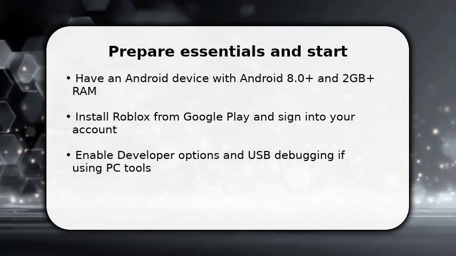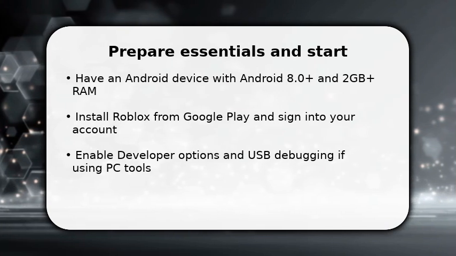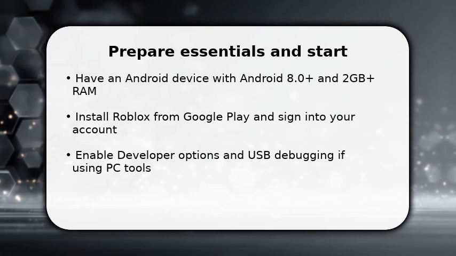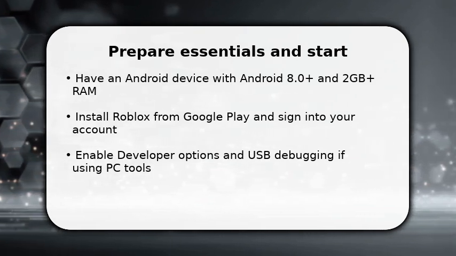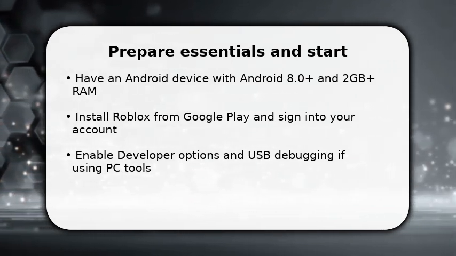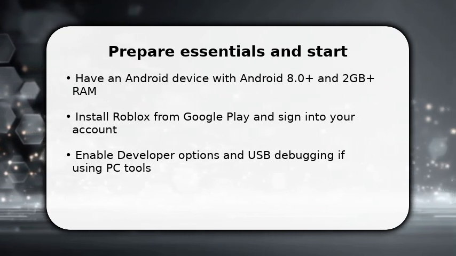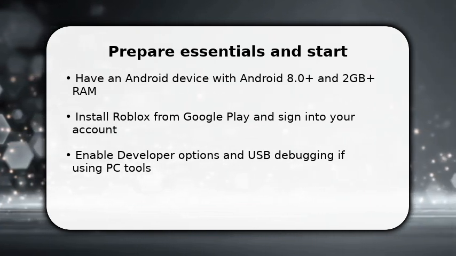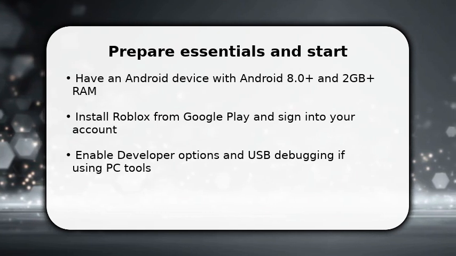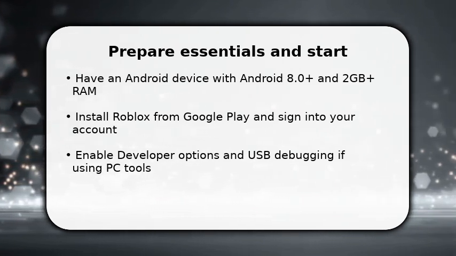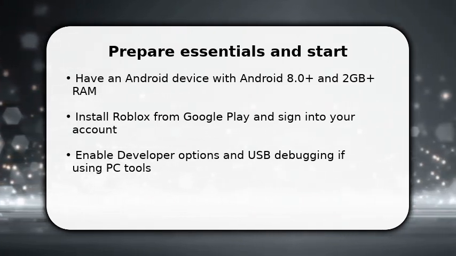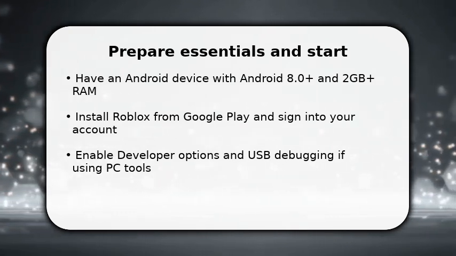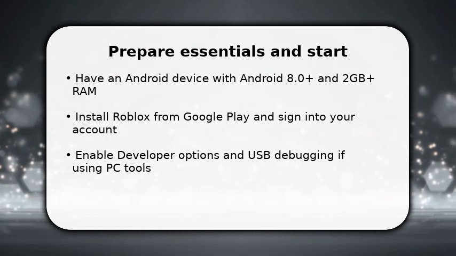You start by confirming your Android meets minimum specs and installing Roblox from Google Play. This avoids compatibility issues. Once done, sign in so your game data syncs. If you plan to sideload or use PC tools, enable developer options and USB debugging now so transfers work smoothly. Make sure your Google account is active and storage has at least 500 MB free. This prevents install failures. These steps get you into the app fast and prepare your device for the next actions.